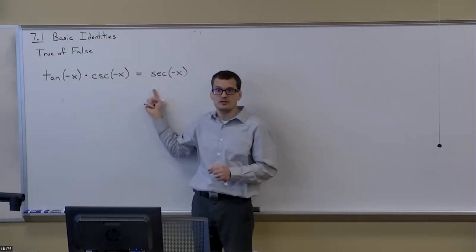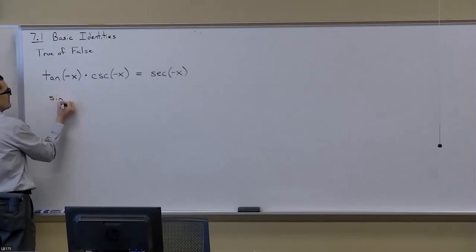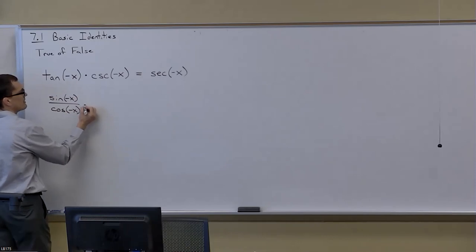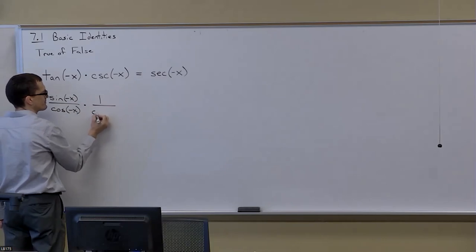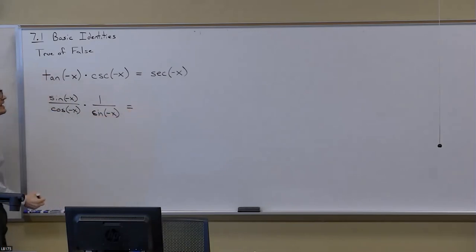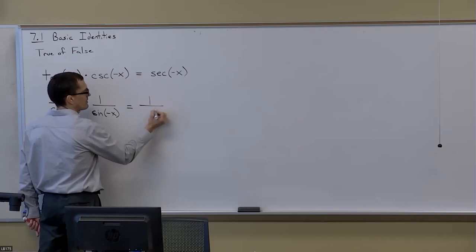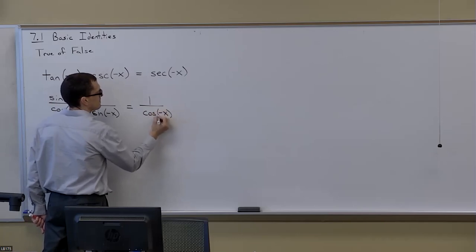If this is true, then that means, let's rewrite tangent as sine negative x over cosine negative x. Let's rewrite cosecant as 1 over sine negative x. And I'll also rewrite secant here of negative x as 1 over cosine of negative x.